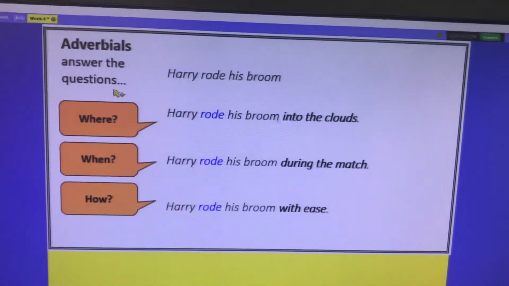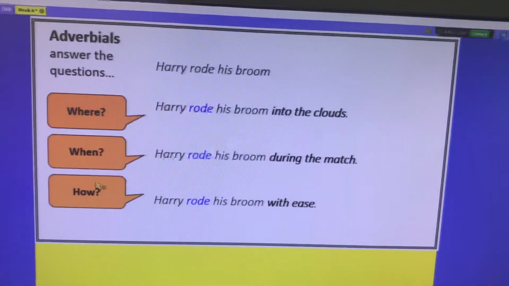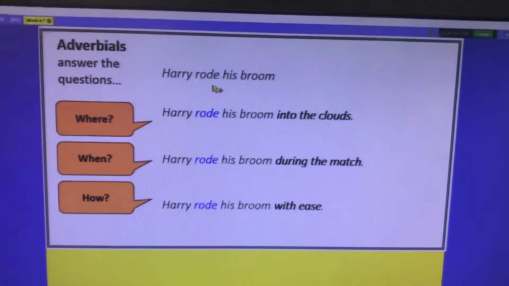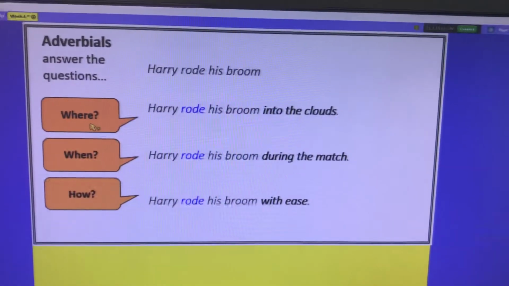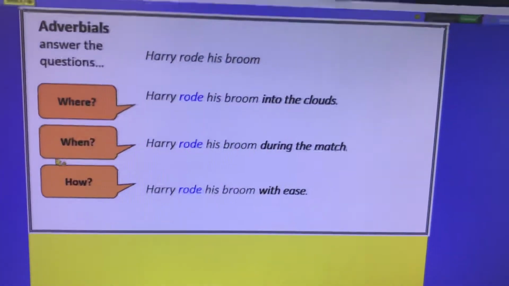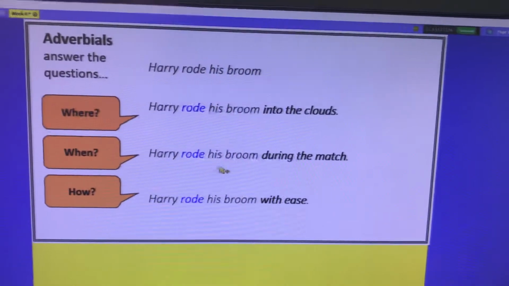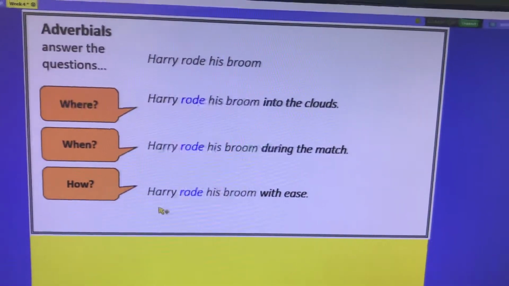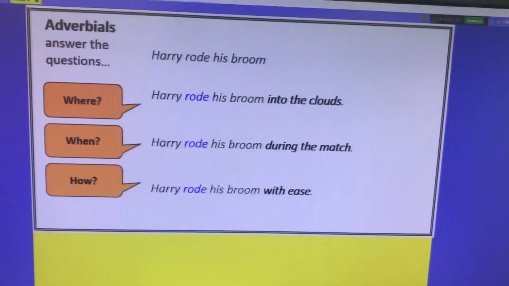Adverbials also answer the questions where, when, and how. So if we have the sentence, Harry rode his broom, rode is the verb. We could add an adverbial to show us where Harry rode his broom: into the clouds. We could add one to show us when Harry rode his broom: during the match. And we could add one to show how Harry rode his broom: with ease.